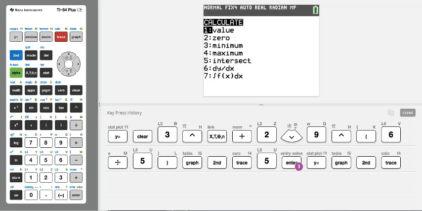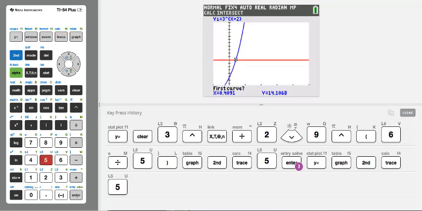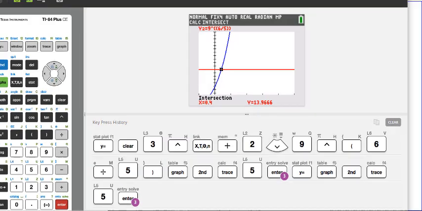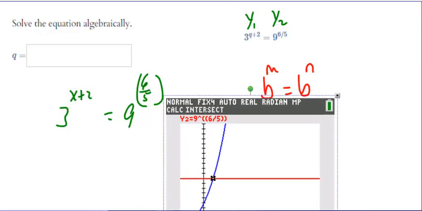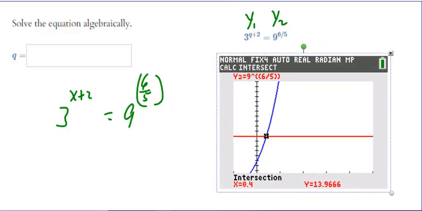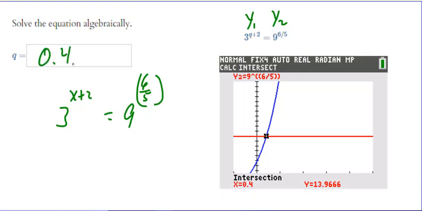Second trace 5. Okay, enter, enter, enter. Something just kind of popped up, so I just wanted to make sure what it was. So basically, what I have is that my answer is 0.4. It's the x value here, right? 9 to the 6/5 is 13.966.